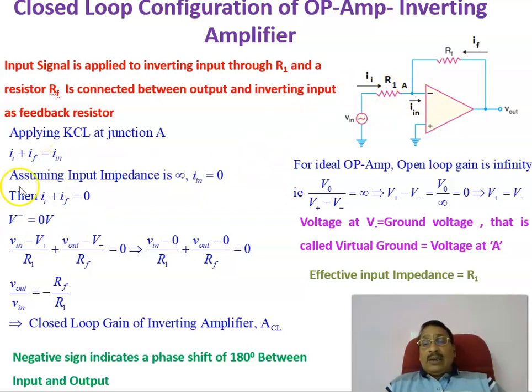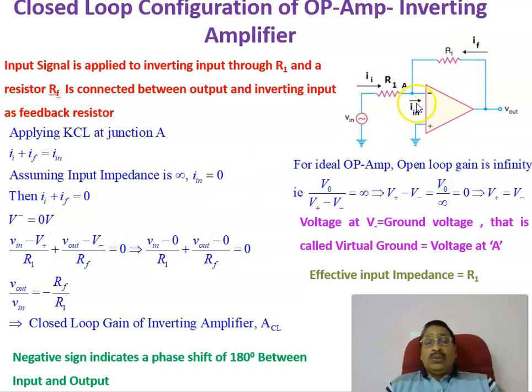Now, coming back, we can get I plus IF equal to I in, which is equal to 0. And the voltage at V minus, the ground voltage, is called the virtual ground, and that is equal to voltage at A. Voltage at A is the same as the ground voltage. Now you can write the equation for the current. Current I is nothing but V in minus VA divided by R1, plus whatever this current IF is, equal to V out, that is output voltage V out, minus VA divided by RF.